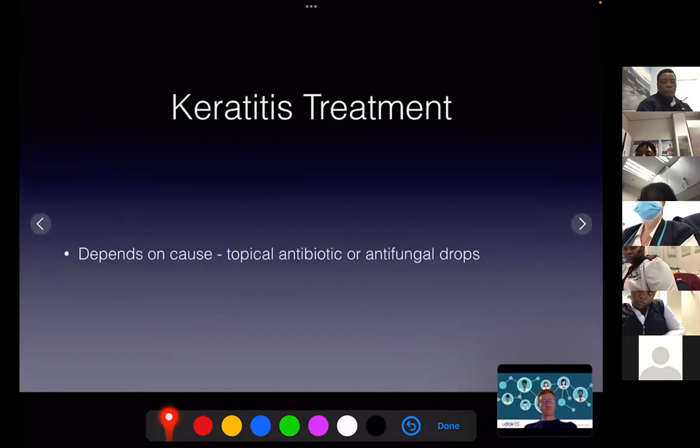The treatment for keratitis is usually according to the initial agent that caused the problem. Based on the distribution and certain tests that we can do, that depends on the cause. So topical antibiotics or topical antifungal drops, and if quite bad, you can proceed to oral as well as topical management.